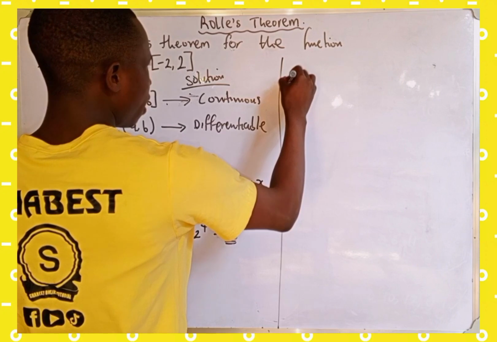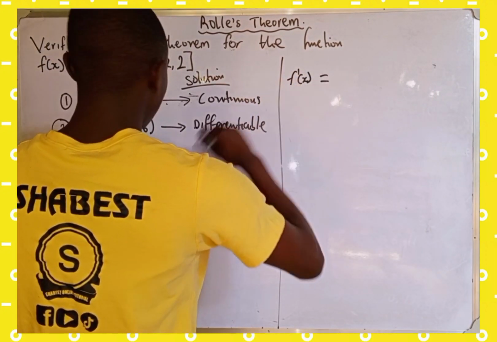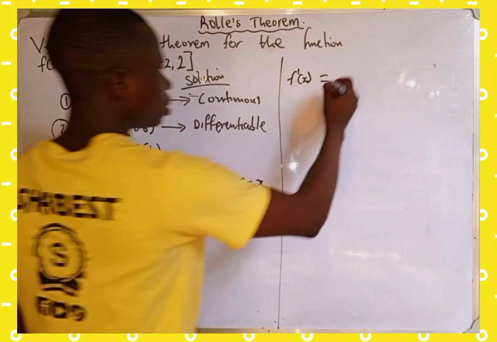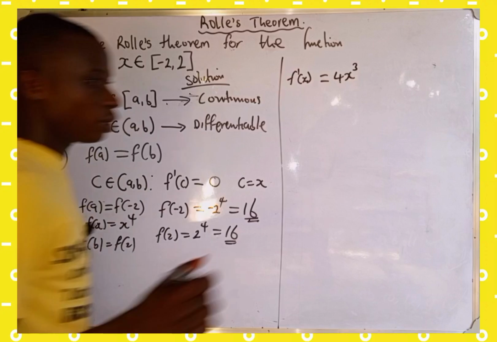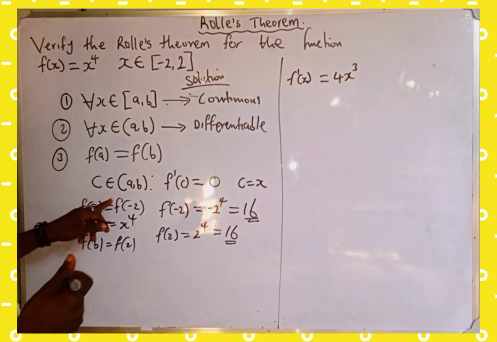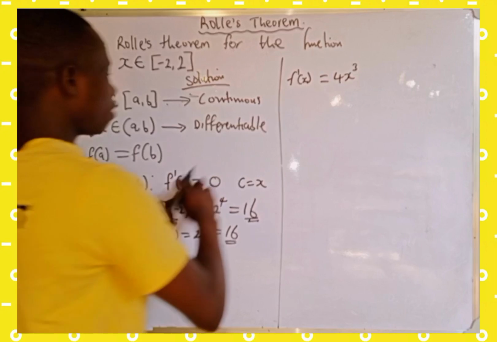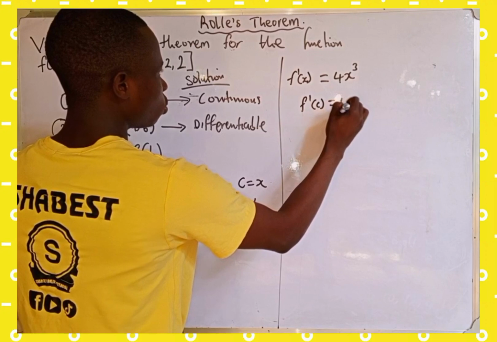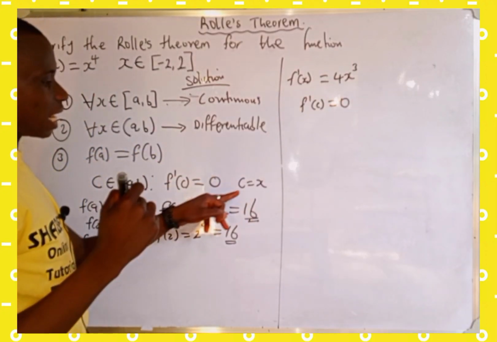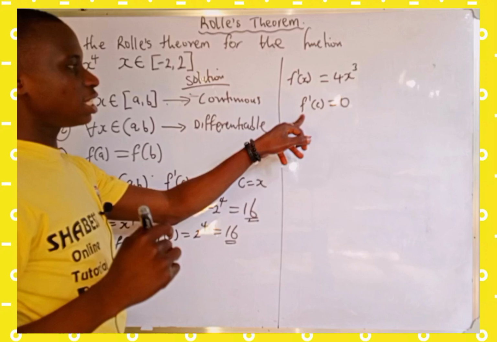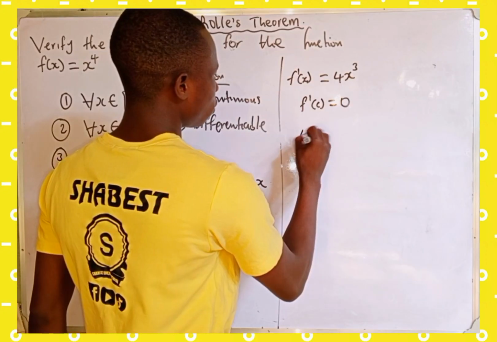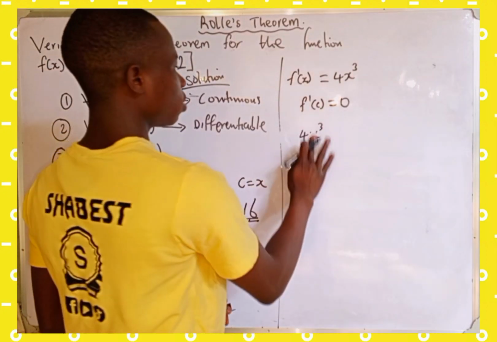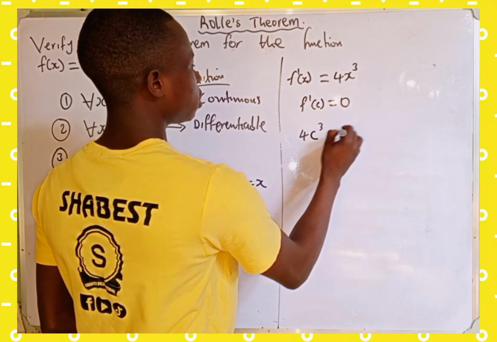Now, we're going to have f at first derivative of x, so we differentiate this function once. If you differentiate x to the power of 4, it gives us 4x to the power of 3 using the power rule. Then f prime of c is equal to 0, and f prime of x is equal to 4x cubed. Recall that c is equal to x. So f prime of c is 4x to the power of 3, but c is the same as x, so we change this x to c, which is equal to 0.